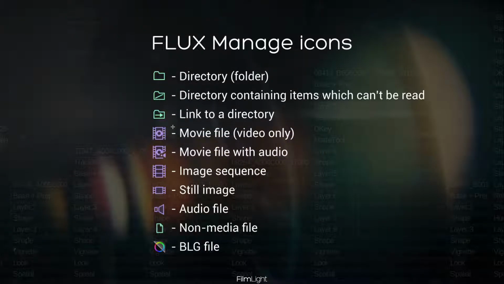First of all, we have movie files, things like QuickTime, MXF, and so on. They are represented by this icon. And if the movie file also has audio contained in it, then there will be a little speaker icon. The image sequence, which you've already seen, is the film strip. And if you have just a single still image, then it'll be shown as just a single frame like this. Audio files such as WAV or AIFF will have a speaker icon. And then any files which are not recognized as media files by Baselight will be shown with the standard green file icon.